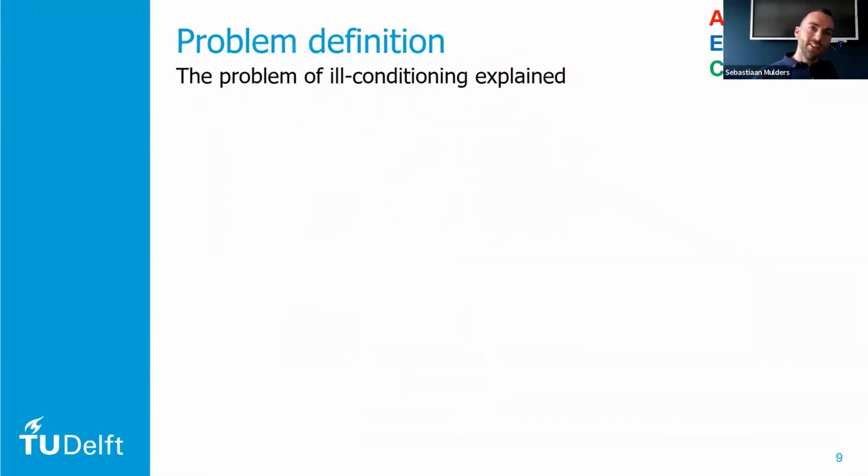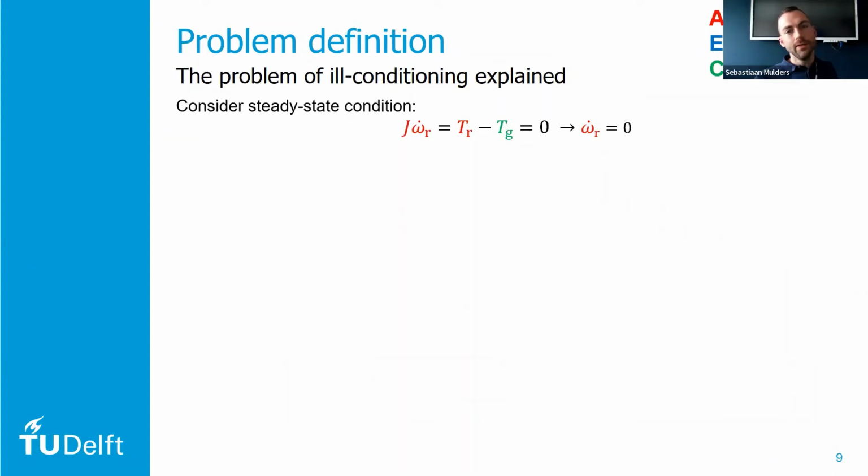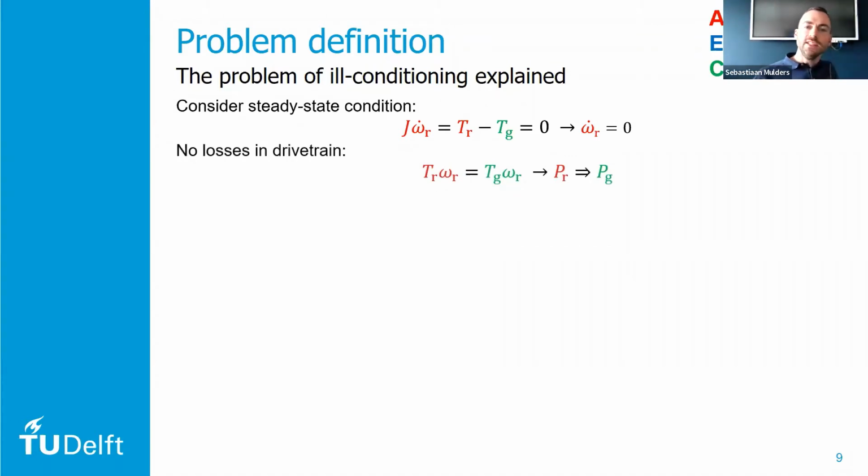To formalize this problem of ill conditioning a bit, I'm going to do a really simple mathematical derivation, and then you can see really where this ill conditioning comes from. I start here with a really simple wind turbine model. So you have J omega r dot is the difference between aerodynamic torque and generator torque. We consider the steady state case, so omega r dot is 0. What we then end up with is that the rotor power PR is equal to the generator power PG, of course all in steady state.